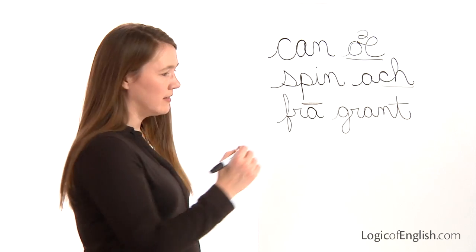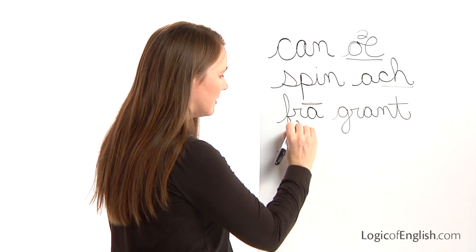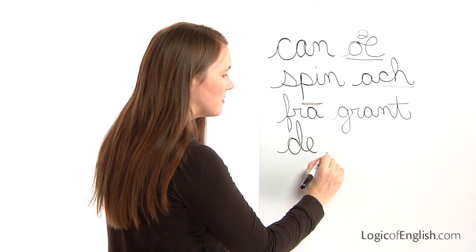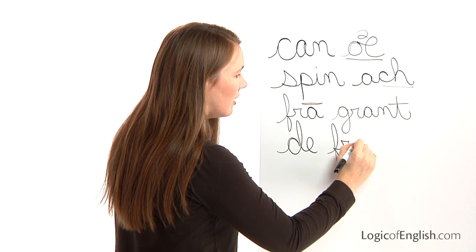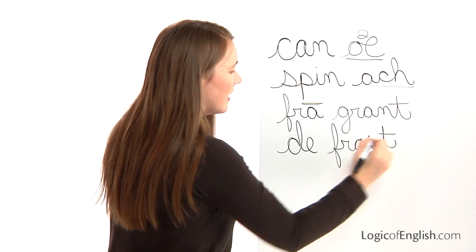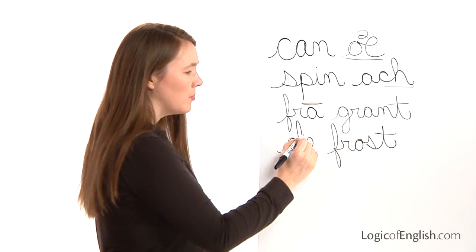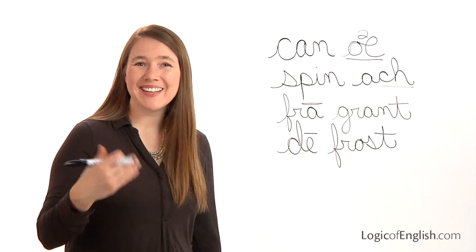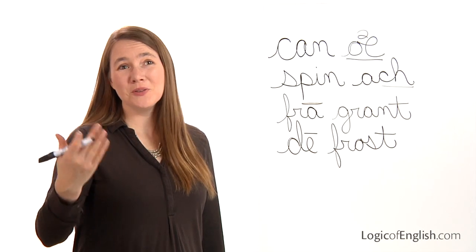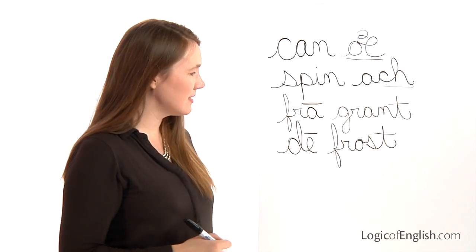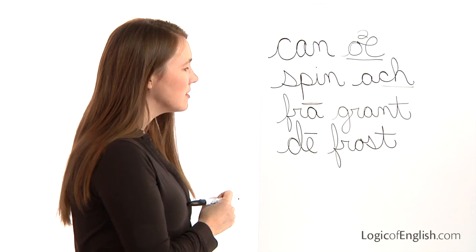And now help me to write it. The first syllable is D, E. The second syllable is frost, f, s, t. And how will we mark it? We'll put a line over the E. And why did the E say its name? A, E, O, U usually say their names at the end of the syllable. And then there's nothing else to mark.